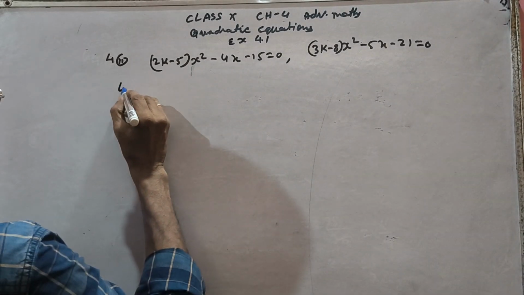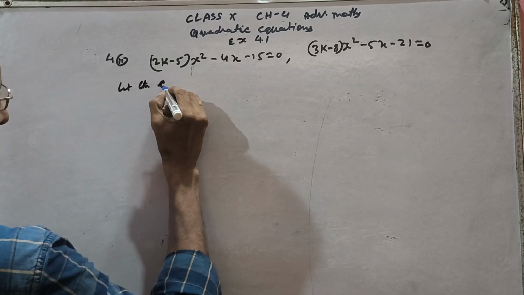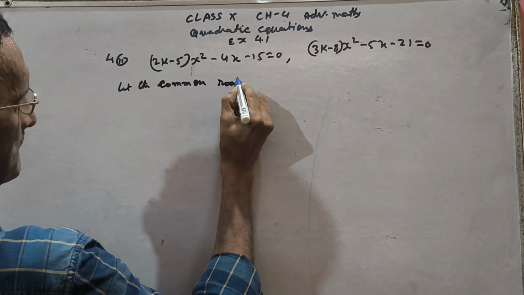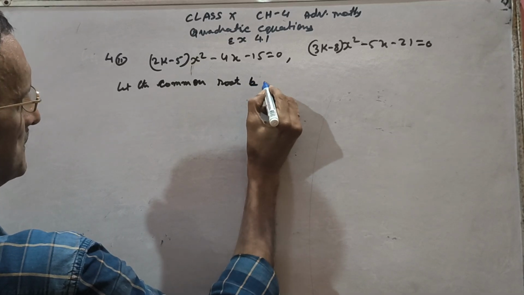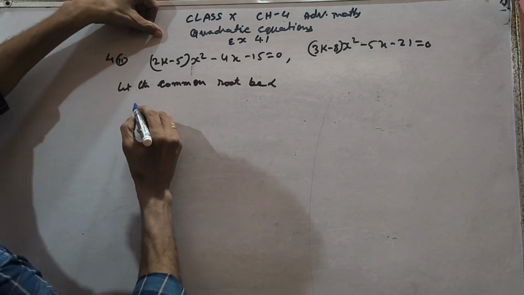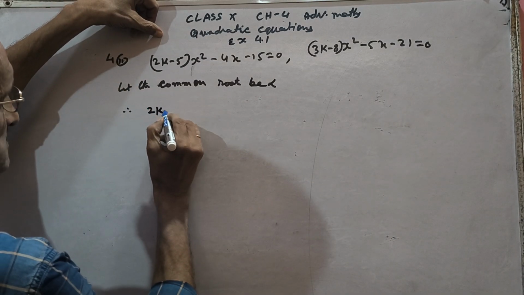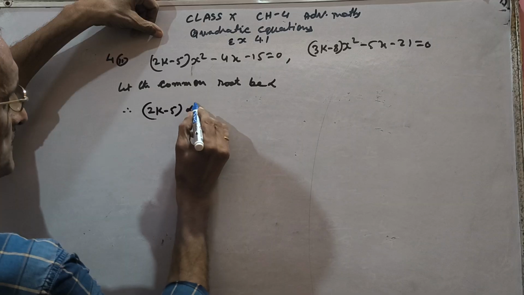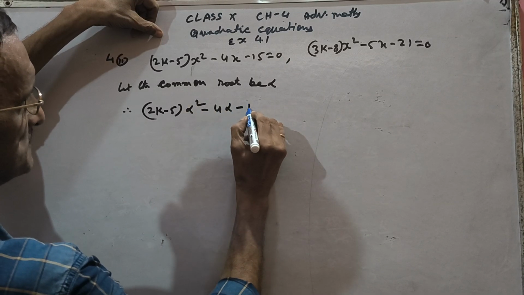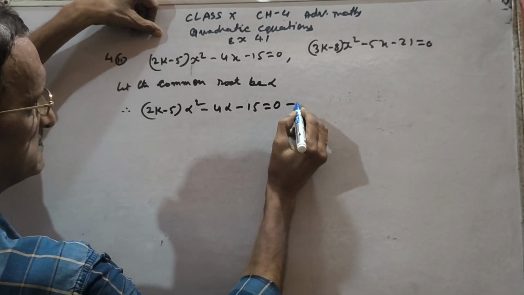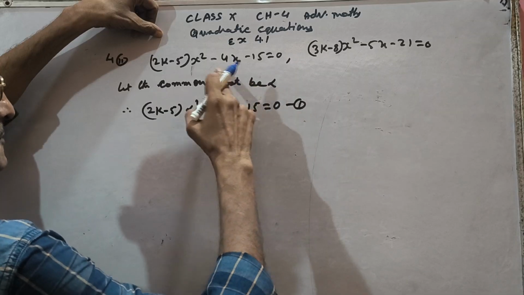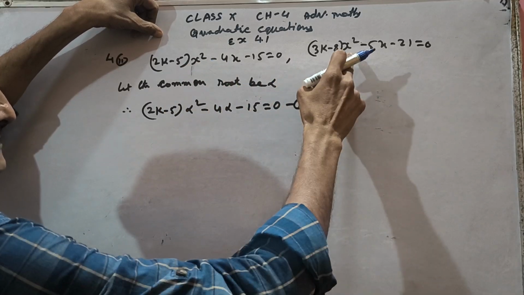So you can write, let the common root be alpha. What is the meaning of root? Root is the value of x. So therefore what we will get? Twice k minus 5 into alpha square minus 4 into alpha minus 15 equal to 0. This will be equation 1. Root means value of x, so replace x by alpha.